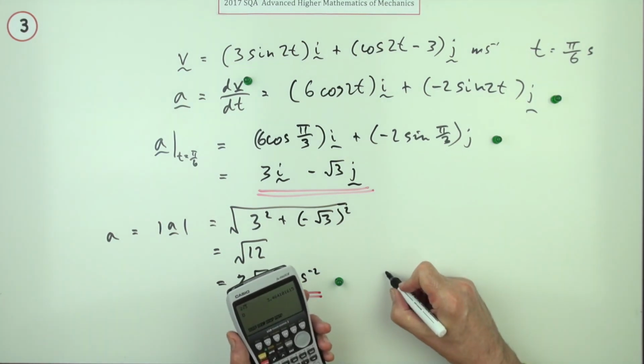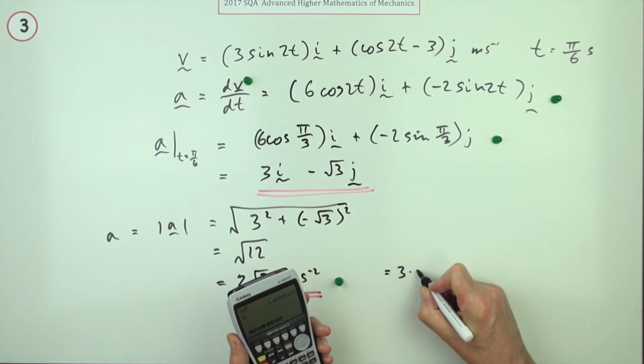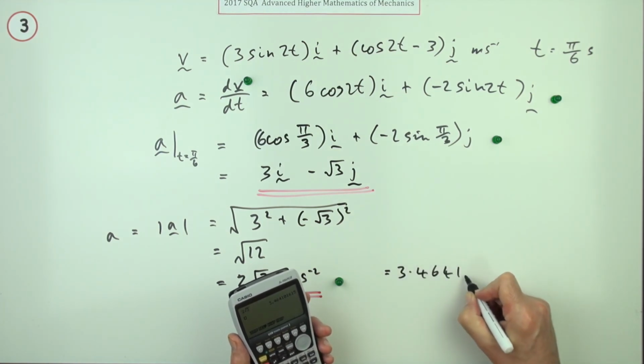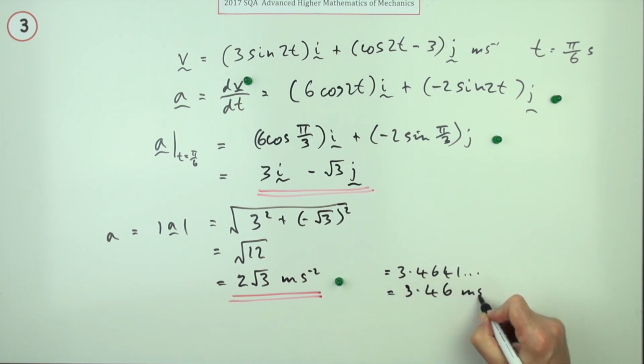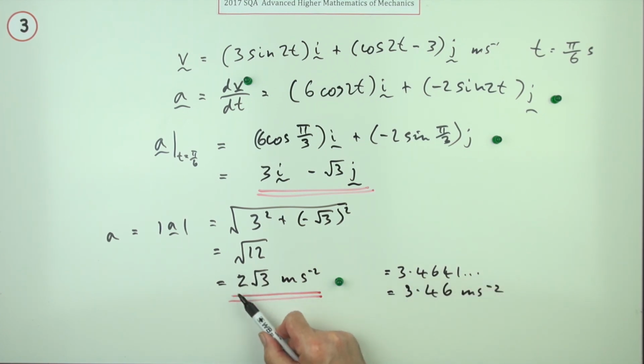You could of course put that to a decimal, which would be 3.4641 and so on, so 3.46 meters per second squared, but that's such a neat result, I think we would leave it like that.